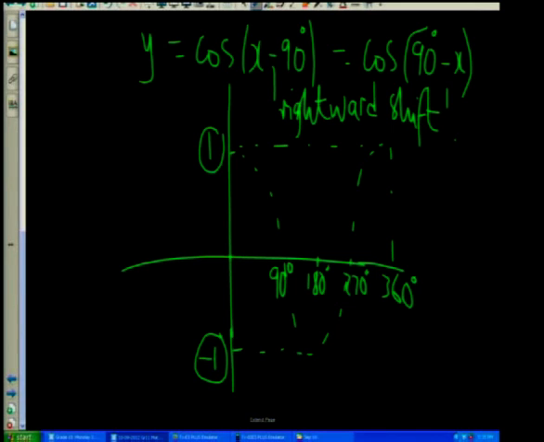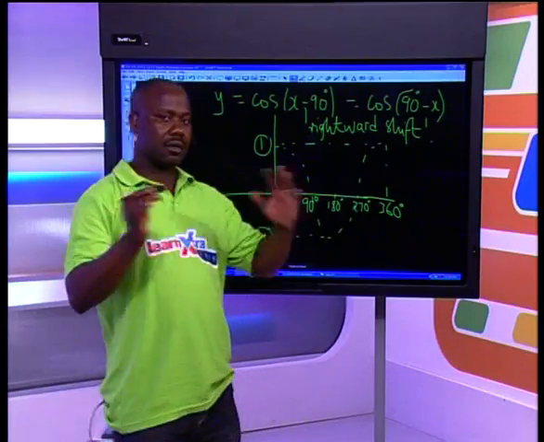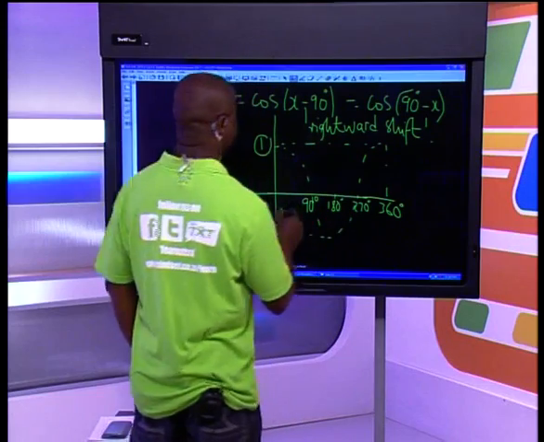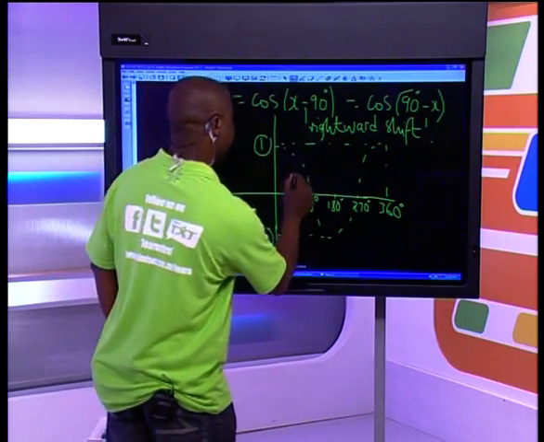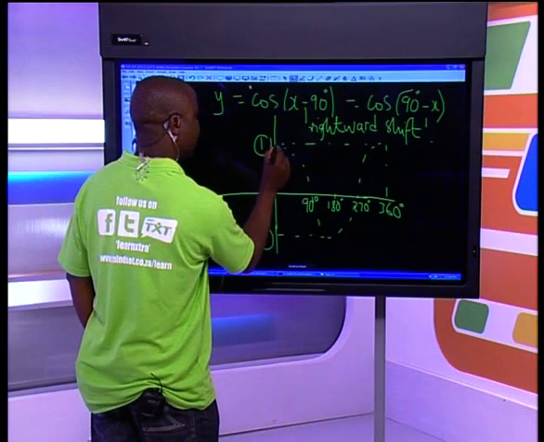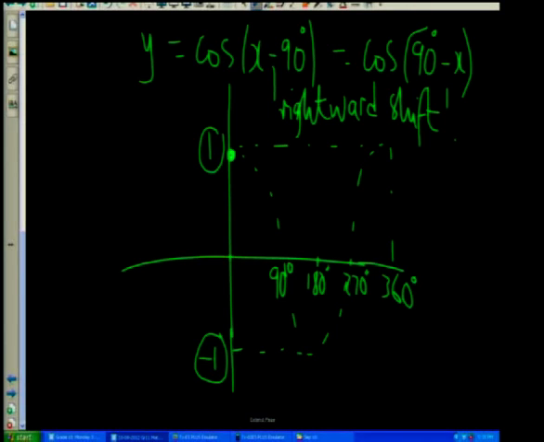Okay. If it was positive, it was going to be a leftward shift. I will have time to explain that sometime, but that's how it is for now. So over here, we're going to shift it to the right, 90 degrees. In other words, what used to be a peak at 0 degrees will actually be shifted by 90 degrees, and that will be our new peak.